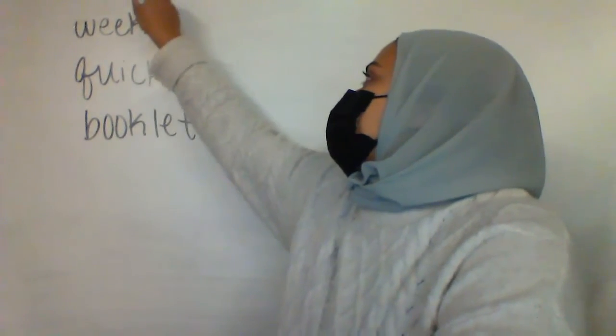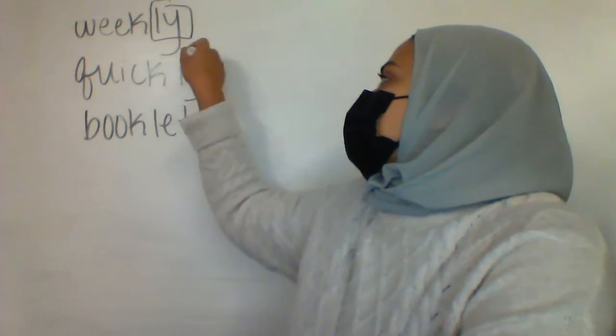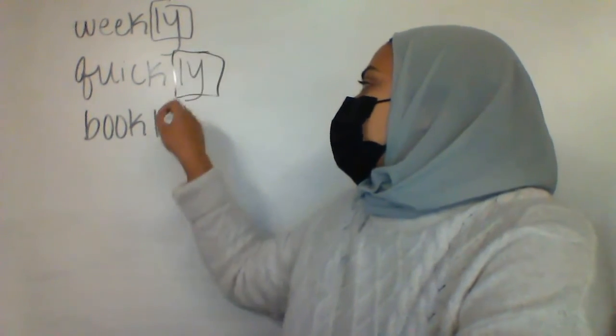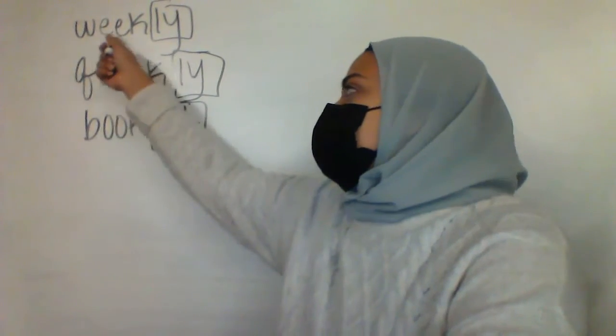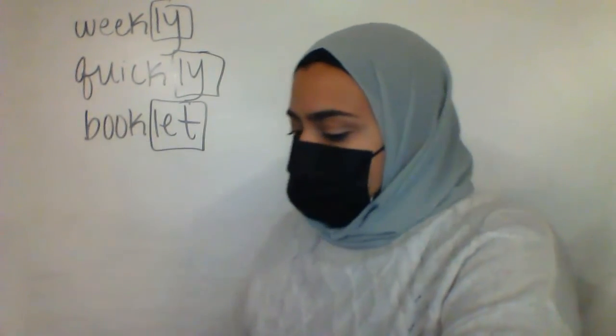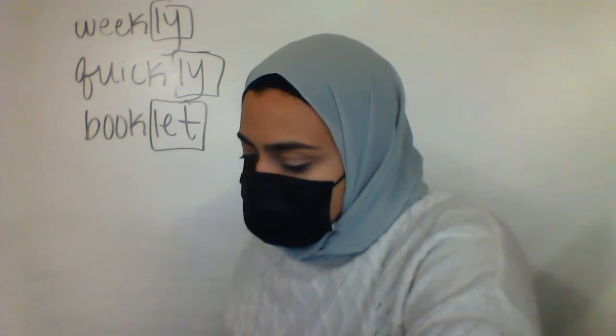When you see a suffix on a word, how do we code it, class? With a box. So we're going to box the L-Y in weekly, box the L-Y in quickly, and box the let in booklet. What should we do after we box suffixes? Make sure what is left? What is this called? A root word. Very good. Make sure a root word is left.